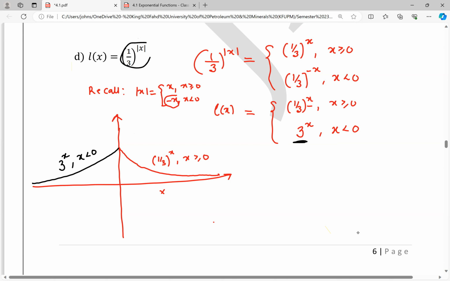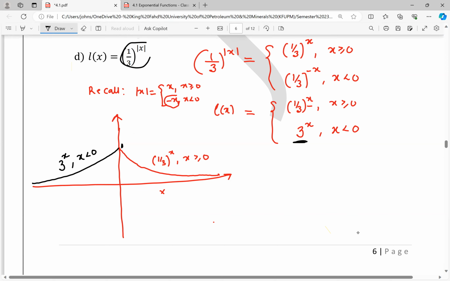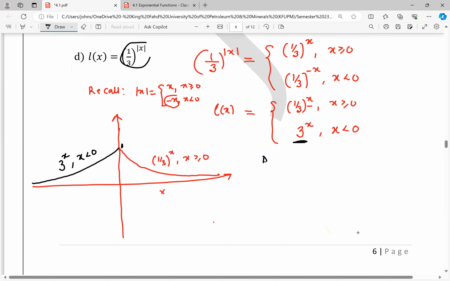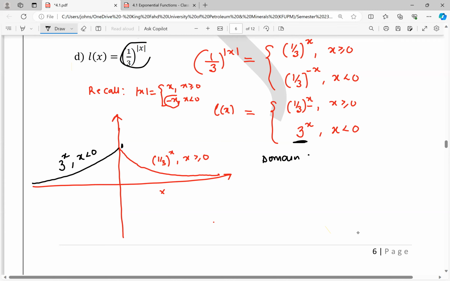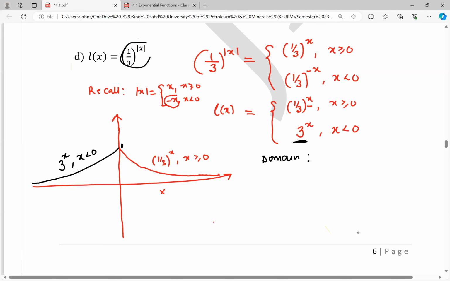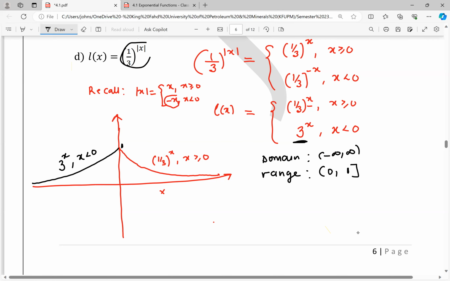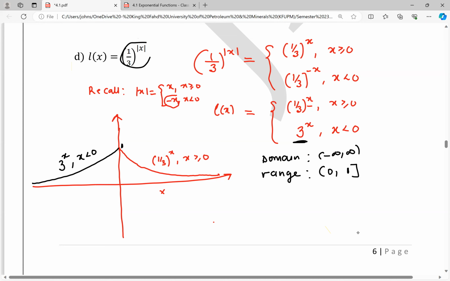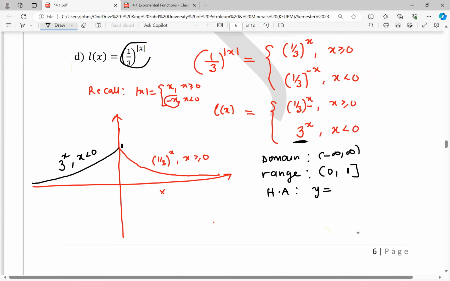So let's talk about this point. This point is still our 1, nothing changed. The domain is still the whole of R, so from minus infinity to infinity. Then the range in this case is 0 open, but 1 closed, because this is the highest you can get. Then the horizontal asymptote is still the line y equals 0.